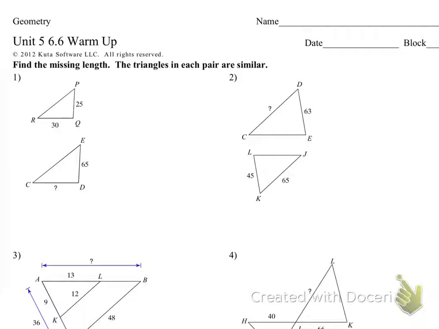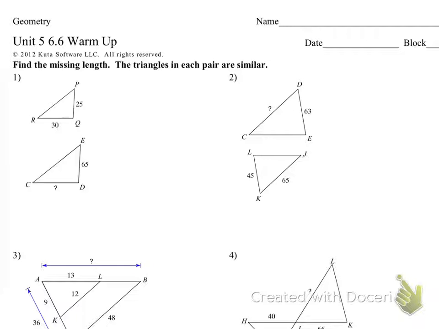If you look at problem number 1, there are 2 similar triangles. And we know they're similar. It actually tells us that. If you look up at the top, it says the triangles in each pair are similar. Right there. So we know we have similar triangles. All right, guys? And what we're going to do is we need to solve for a missing side length.